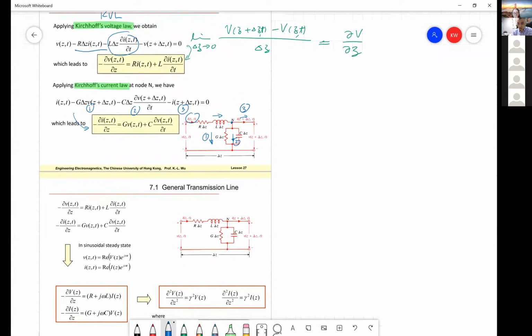Now, from these two differential equations, if we only consider time harmonic waves, this voltage I can write in this form, right? So this is not new anymore, right? So this is instantaneous.